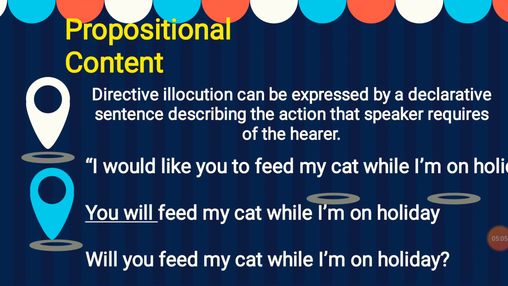We are going to the next slide. It's about propositional content. Directive illocution can be expressed by a declarative sentence describing the action that the speaker requires of the hearer. For example, I would like you to feed my cat while I'm on holiday. You will feed my cat while I'm on holiday. Will you feed my cat while I'm on holiday?